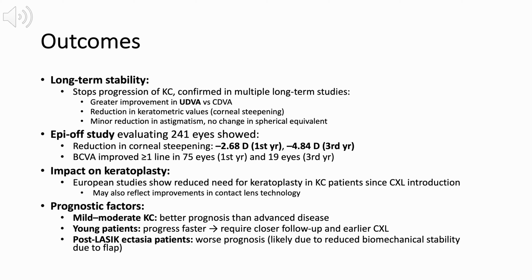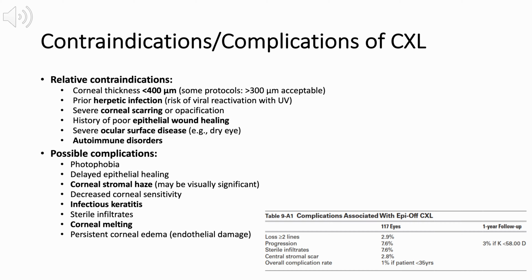Several prognostic factors influence outcomes. Patients with mild to moderate keratoconus have a better prognosis compared to those with advanced disease. Younger patients, however, tend to experience faster disease progression, necessitating closer monitoring and earlier intervention with cross-linking. In contrast, patients with post-LASIK ectasia often face a worse prognosis, likely due to reduced biomechanical stability from the corneal flap.